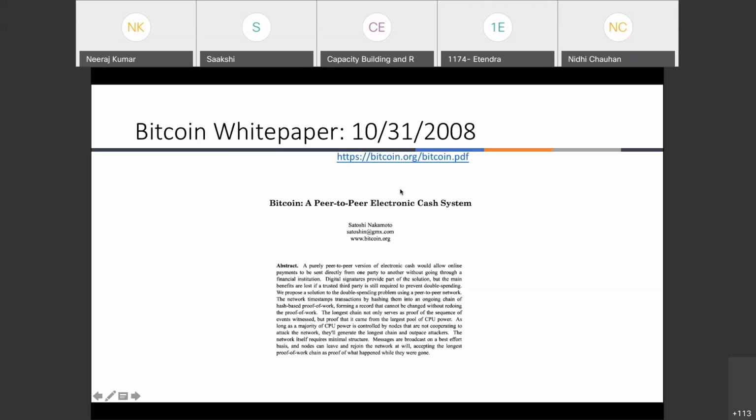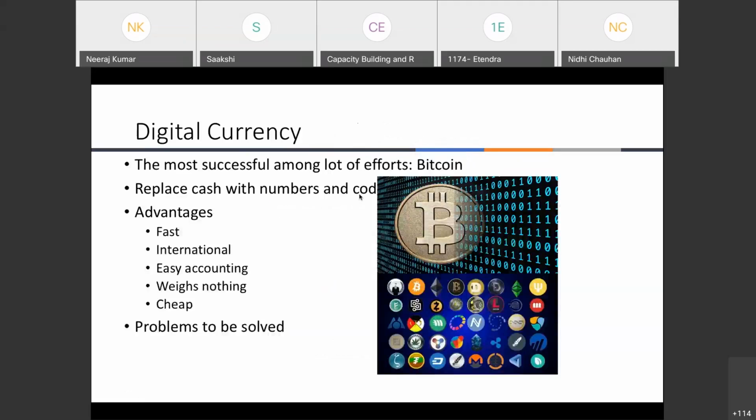From there onwards, this technology has been revolutionized, and nowadays it is used in online trading and in various types of applications where we can use digital currency. Digital currencies, the most successful among a lot of efforts, is Bitcoin. It replaced cash with numbers and codes.